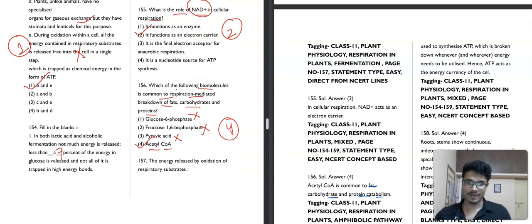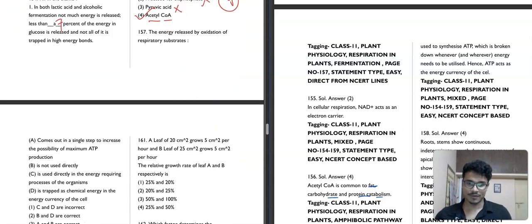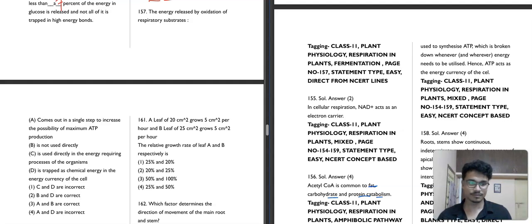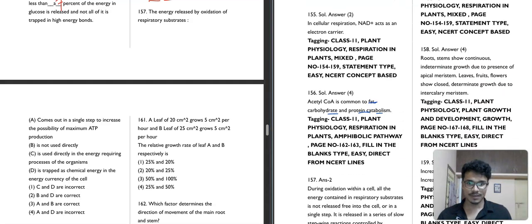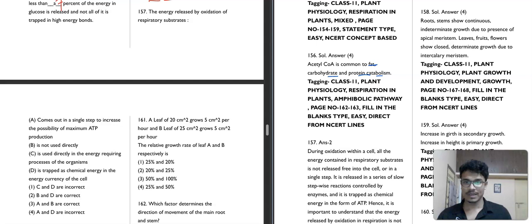Then question number 157. It is saying that the energy released by oxidation of respiratory substrate first comes out in a single step to increase the possibility of maximum ATP production. No, it doesn't come in a single step. It comes in multiple steps. Okay. So then it is not used directly. It is correct.